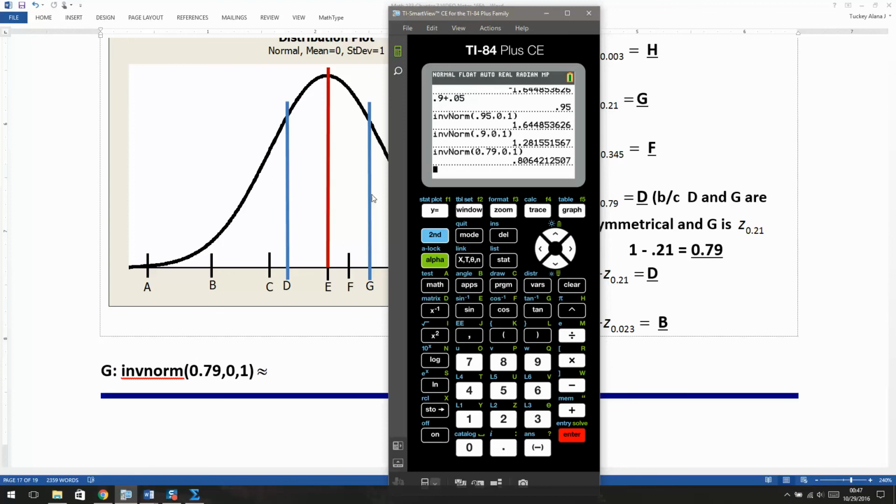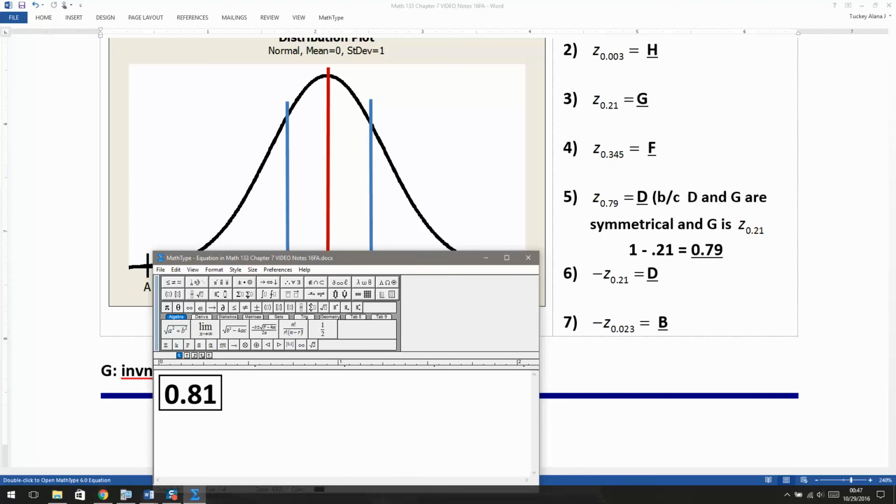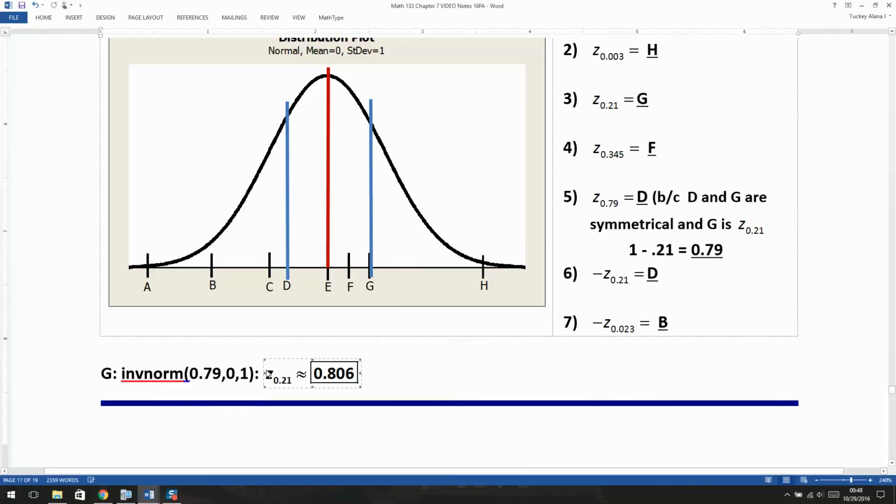It's 0.806. Not quite 1 standard deviation away, which makes sense because 1 standard deviation away is over here to the right, and G is not. G is over here to the left of that, so it's not quite a full standard deviation away. So it was 0.81. There, I'll label it this way. Z.21 is about 0.806. Okay.